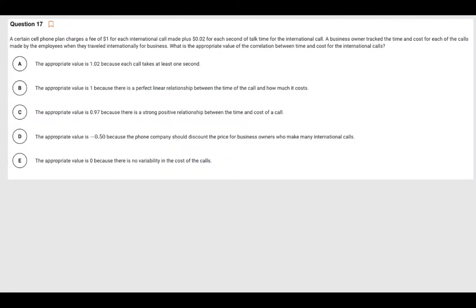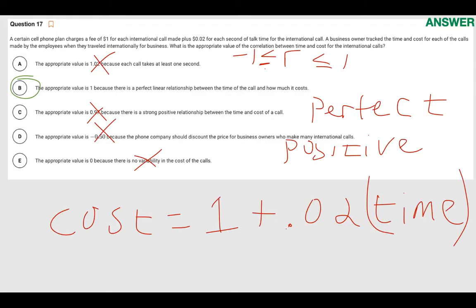The second question asks about the correlation for a cell phone plan. If they charge a fee of $1 for each international call plus 2 cents for each second of talk time, that's a perfectly straight line which should have a correlation coefficient of 1.